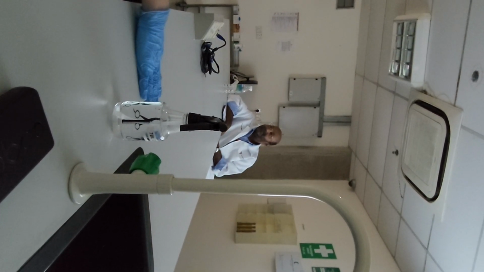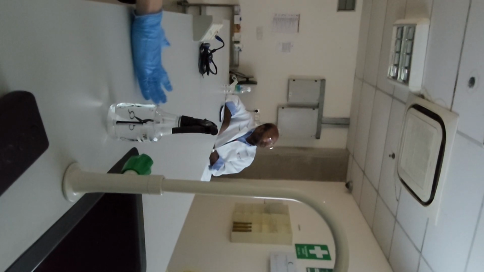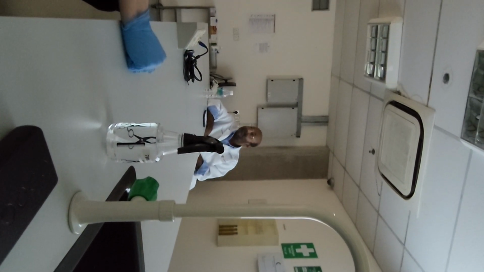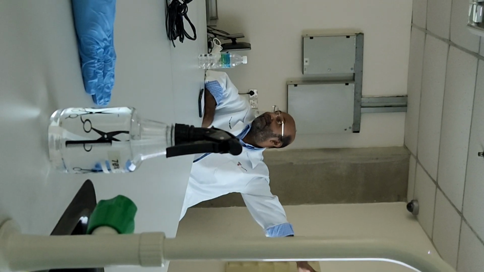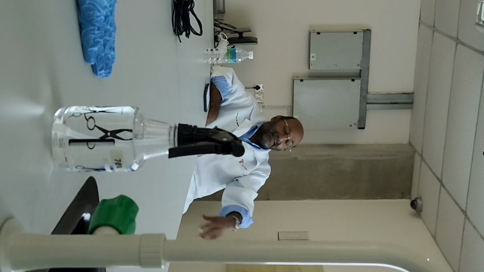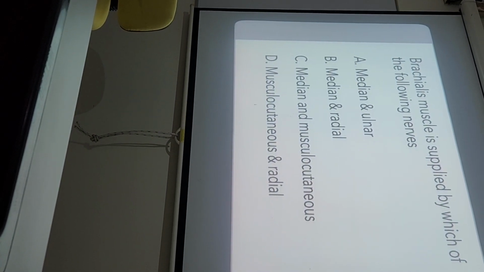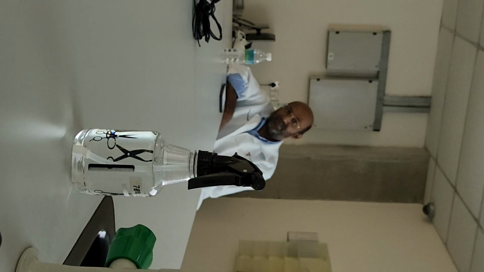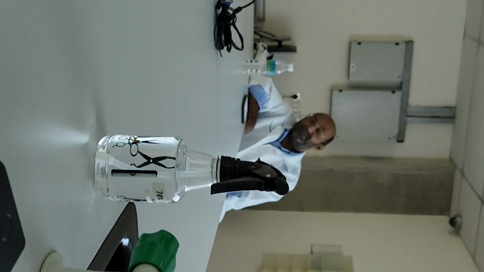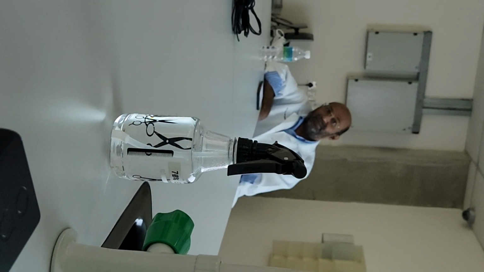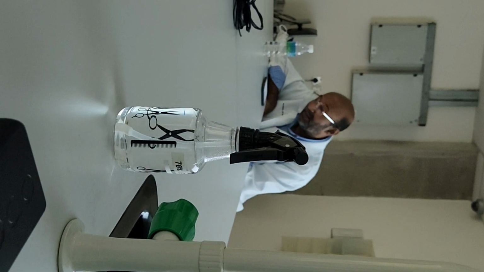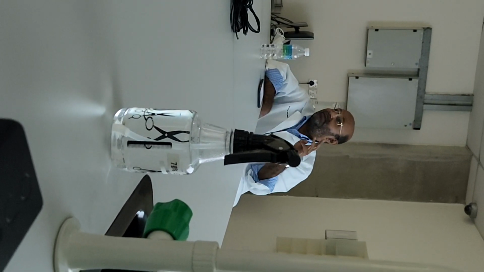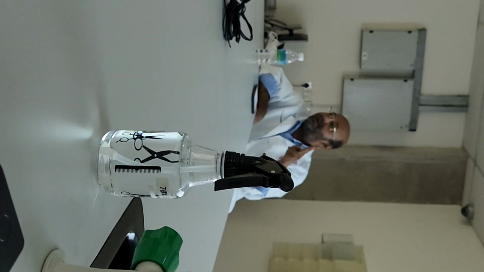Long thoracic nerve and serratus anterior. Injury causes winging of the scapula. Next, musculocutaneous and radial nerve. Remember, there are three muscles in the upper limb which are called hybrid muscles.